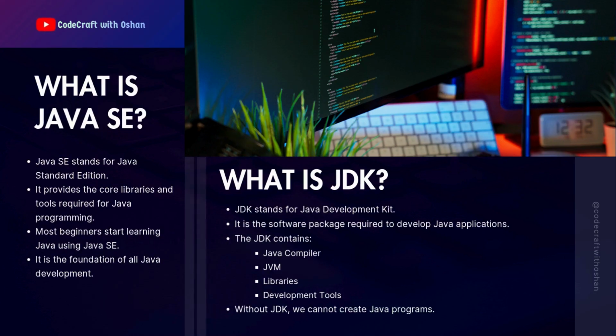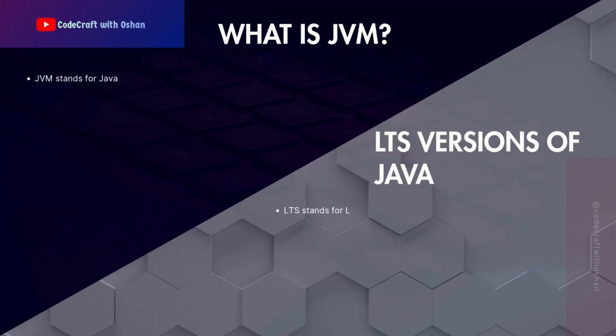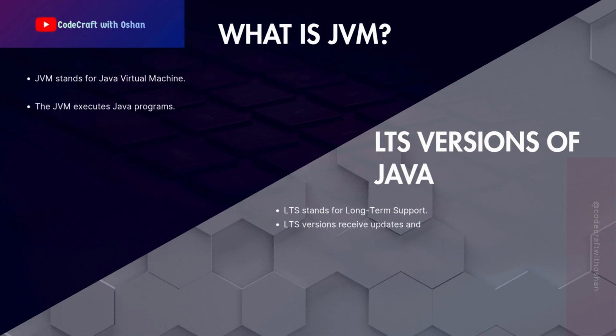One of the most important components inside the JDK is the JVM. So let's see what role it plays. So the JVM stands for Java Virtual Machine. The Java Virtual Machine is responsible for running Java programs.